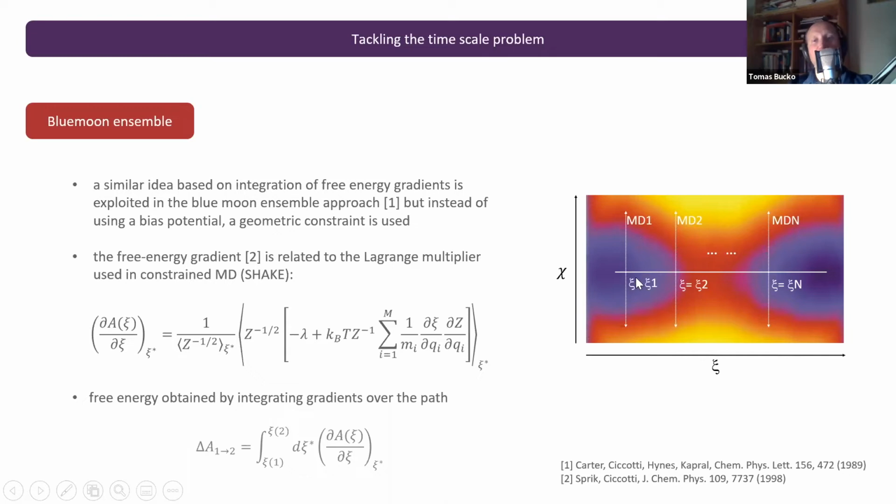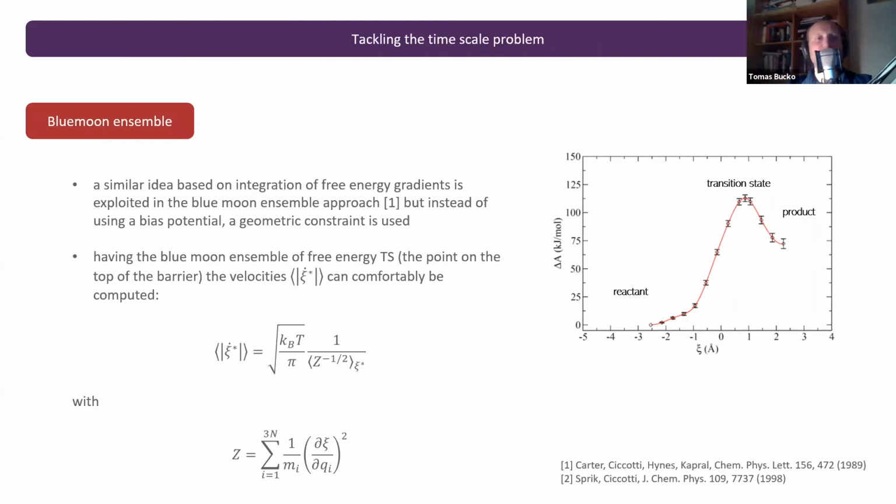So in practice, a blue moon ensemble simulation consists of a series of constraint simulations, which are performed for different points or slices of configuration space perpendicular to the reaction coordinate, differing in the value of psi. From each such constraint molecular dynamics, you get the free energy gradient, which you then integrate to get the free energy profile. This is just a remark here. Having determined the free energy profile, it looks like that.